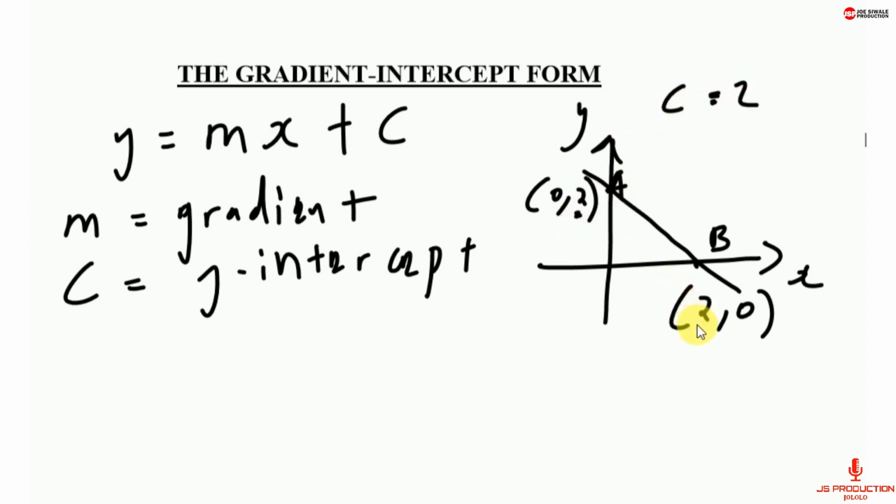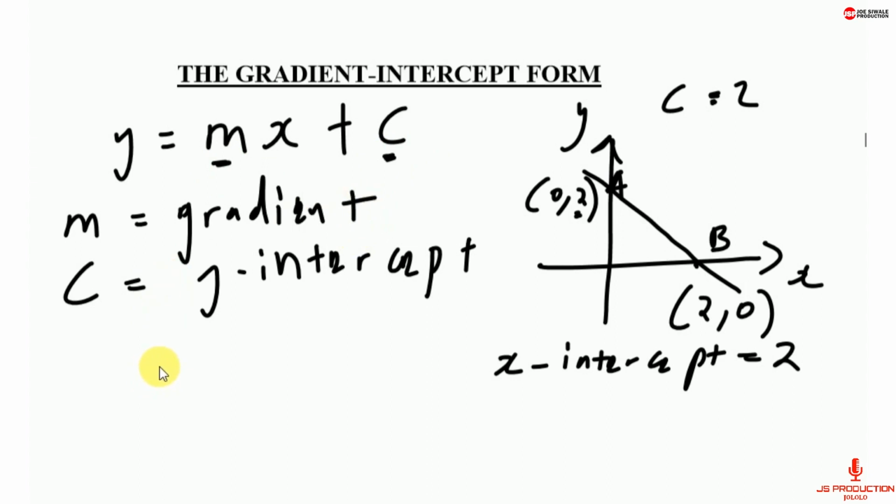Then what about your x-intercept? Your x-intercept is the x coordinate where the line cuts the x-axis. So our x-intercept is equal to 2. And for the equation of the straight line, as long as you have your gradient and your y-intercept, that means that your equation of the straight line will be known.